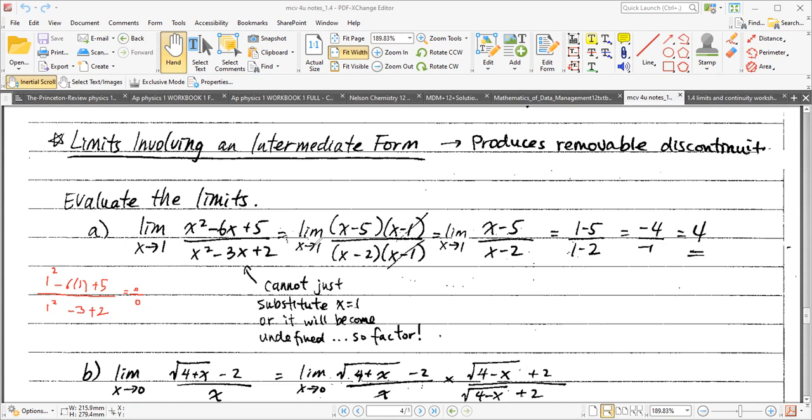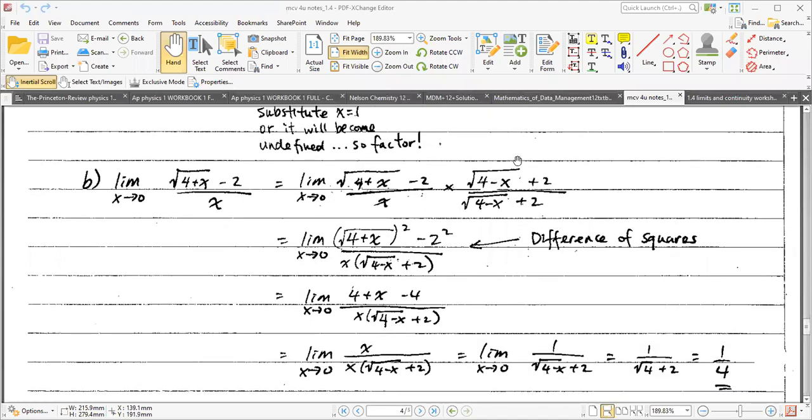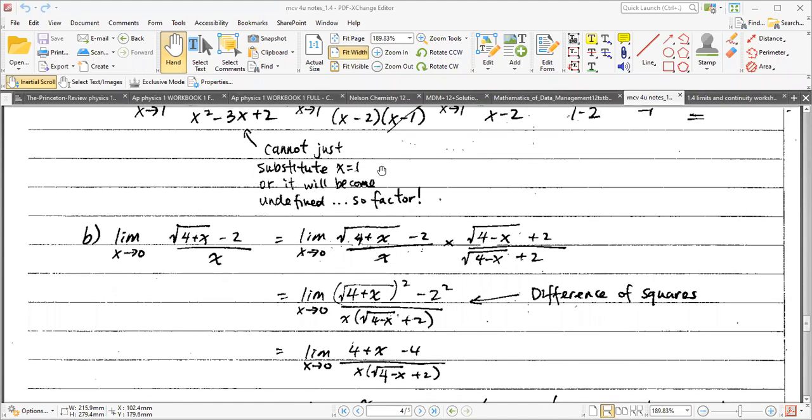So the problem is solved. If you substitute x equal to 1 here, now you don't get 0 over 0 because the problem was caused by that factor that is canceled. Now this is (x - 5)/(x - 2). Now you just substitute 1 here. 1 minus 5 divided by 1 minus 2. You get -4 over -1, just 4.